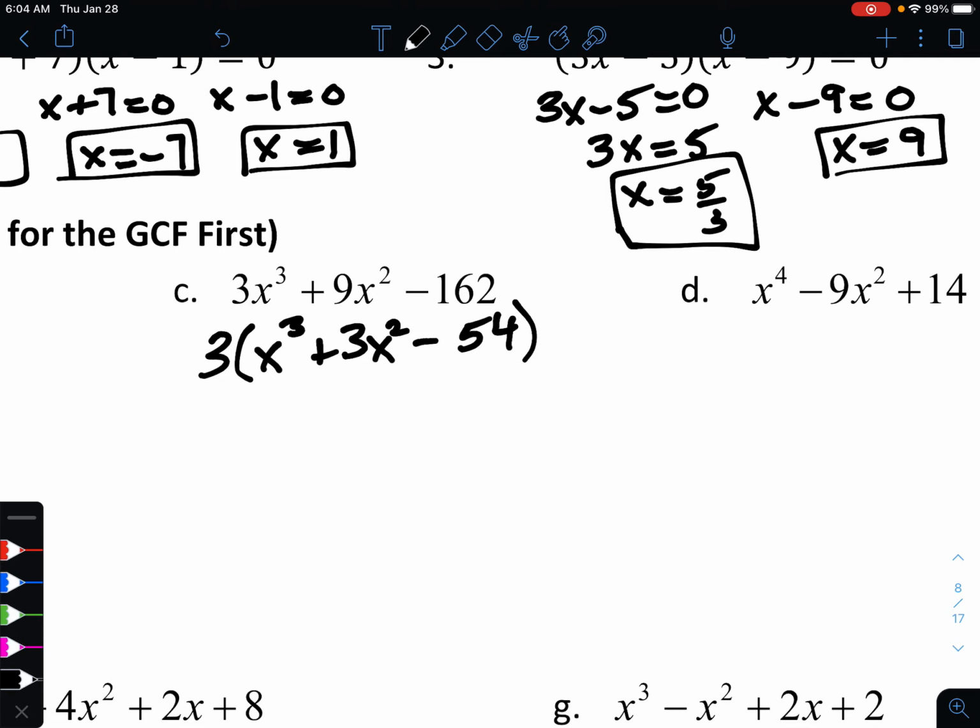Now, obviously that's not ideal. Obviously you want to try to always get it down to linear factors if possible. But at this point, there's no other way to factor, so we're just going to be done.